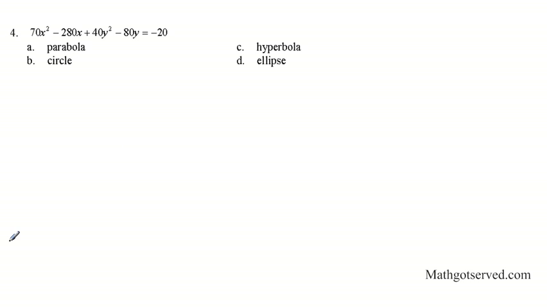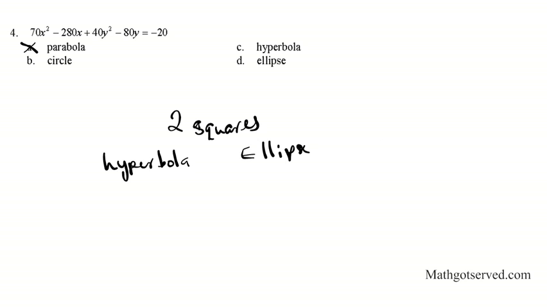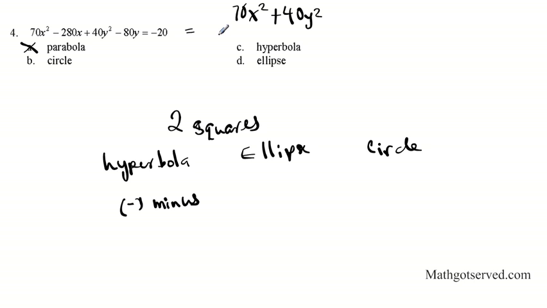There goes your answer. All right, let's take a look at question number 4. I'm going to use the same idea. We notice that we have two squares in this problem. So if we have two squares, we know it cannot be a parabola. Okay, it's either a hyperbola, an ellipse, or a circle. What makes it a hyperbola? If you have a minus between the squares. But let's look at this. If I rewrite this problem, it's basically going to be 70x squared plus 40y squared, right? So the squares have a plus in between them. So it cannot be a hyperbola because a hyperbola requires it to be a minus.